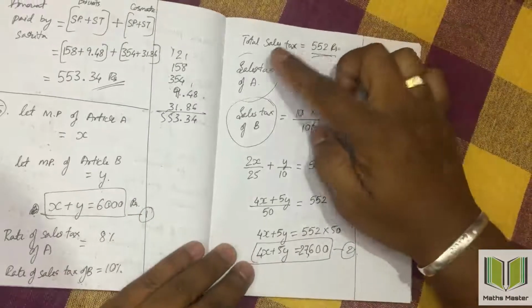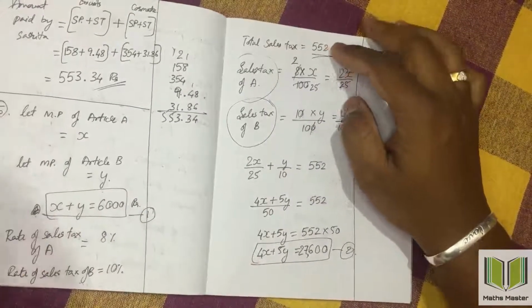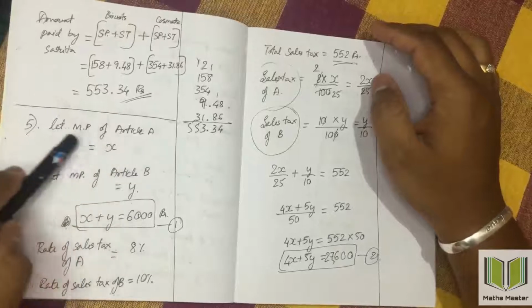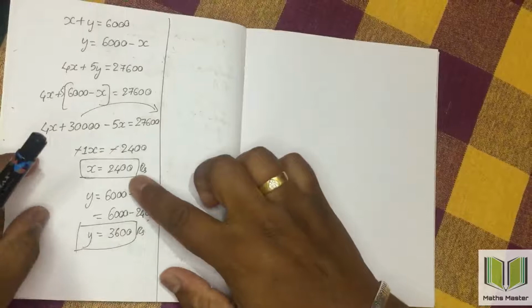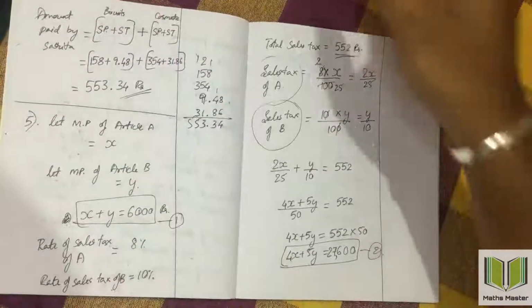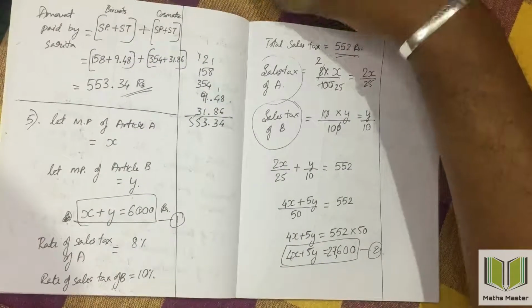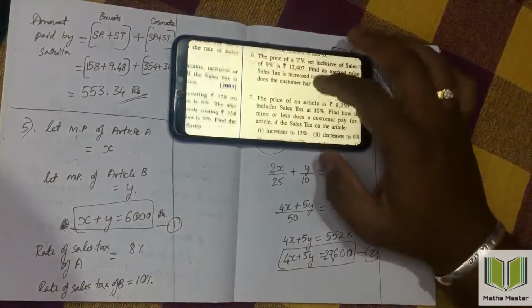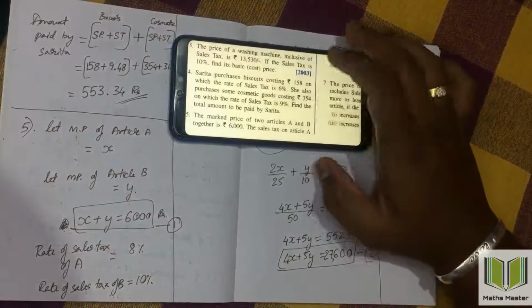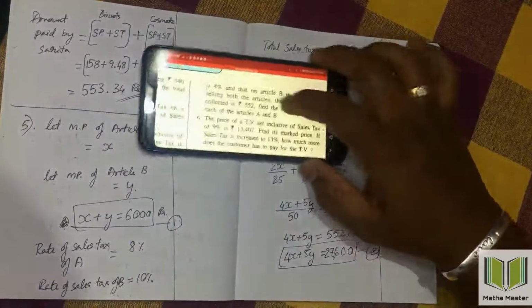Now, you can see that what we did over here is the market price of article A was assumed to be equal to X. So X value is 2400. So the market price of article A is 2400, and the market price of article B, that is Y, is equal to 3600. Now, similar to this, the sixth problem is also given.